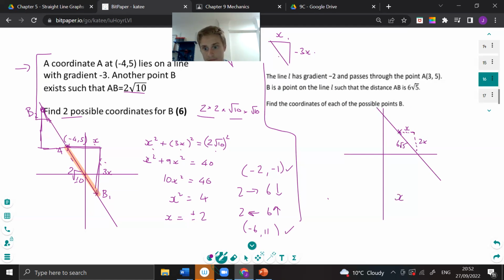So we put it all together. x squared plus 2x all squared should be equal to 6 root 5 all squared. So that is 5x squared should be equal to 36 times 5, which is 180. x squared should be equal to 36. And look, we've got a very similar thing happening again. So you can go to the right by 6. If you go to the right by 6, you'll go down by 12. Or you can go to the left by 6 and you'll go up by 12.